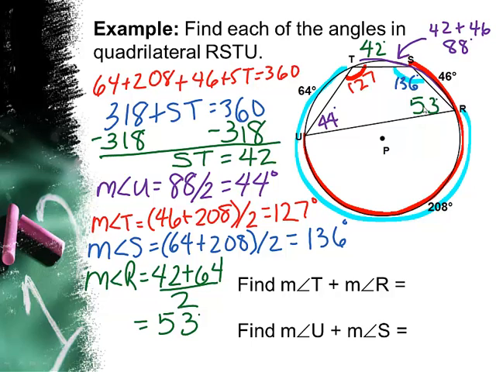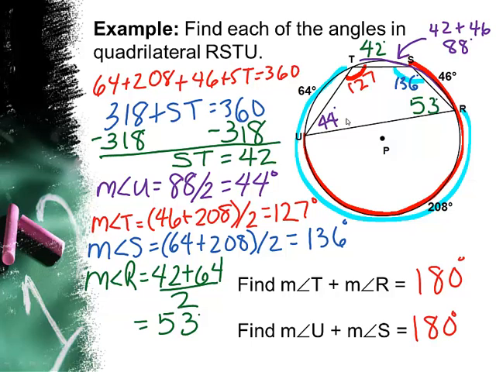These are two opposite angles. If you add those two, what do you get? You get 180 degrees. All right, let's take a look at angle U and S. When you add those two, what do you get? You also get 180 degrees.